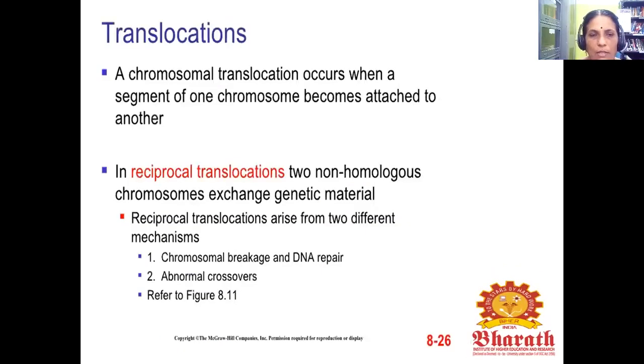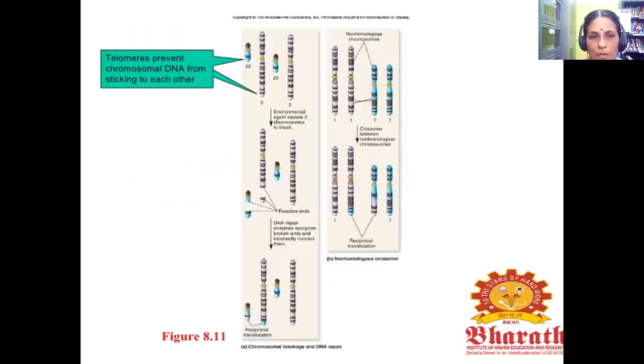The figure shows chromosomal translocation, reciprocal translocation. You see the picture. Telomeres prevent chromosomal DNA from sticking to each other. The first, A, is chromosomal breakage and DNA repair, and the second one is the non-homologous crossover.